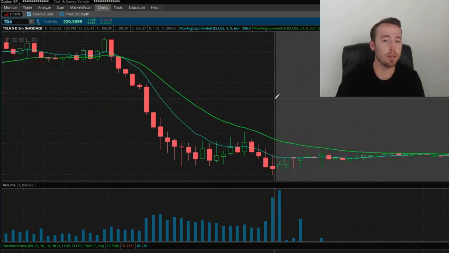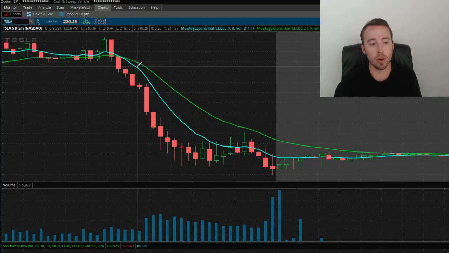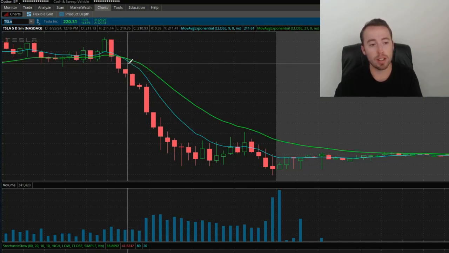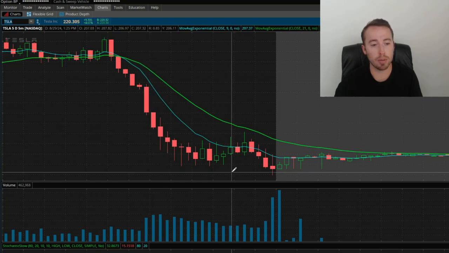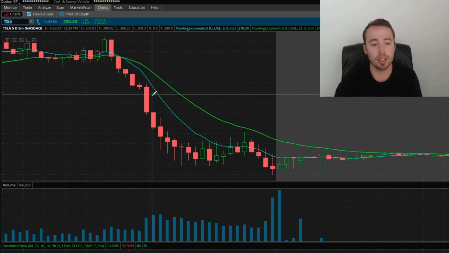So a simple, very brief, basic strategy that works somewhat good at the time is just literally the cross of the 9 and the 21 EMA. As you can see, once the 9 EMA crossed below the 21 EMA, the stock continued to drop in price. And when the 9 was above the 21 EMA, it was staying bullish until it crossed and went to the downside.